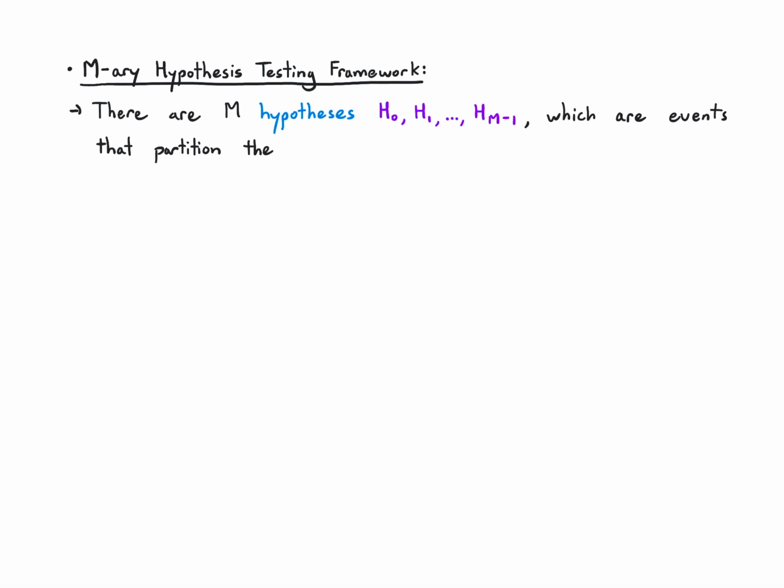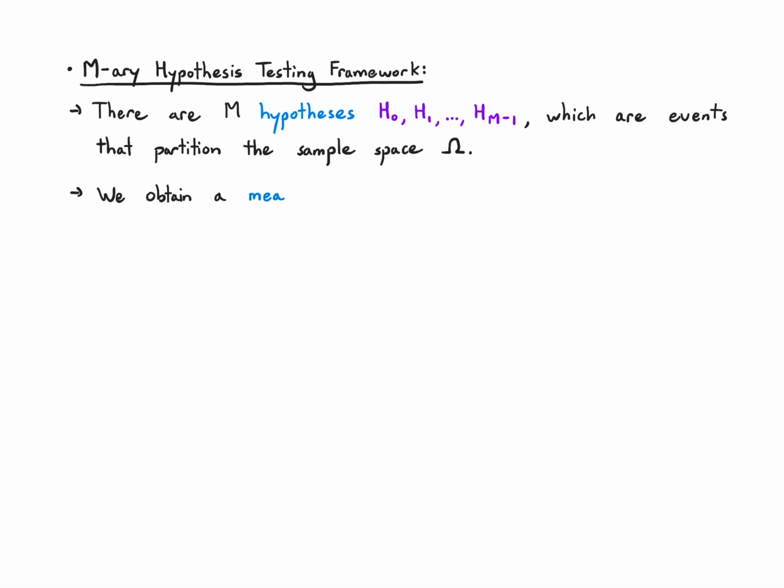Basically everything's going to hold up, we just need a little bit more notation. So I need M hypotheses, we'll call them H0 up to HM minus 1, but you could call them whatever you like. This is just the standard notation. These are events that partition the sample space. So now we don't just have 2, we have M.